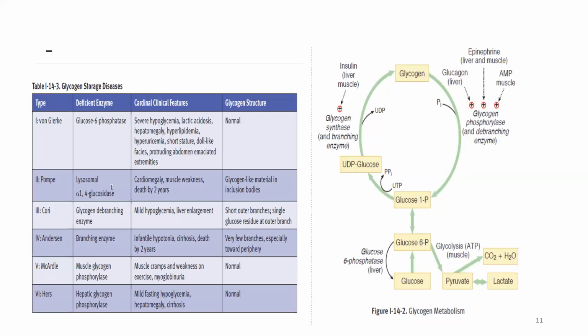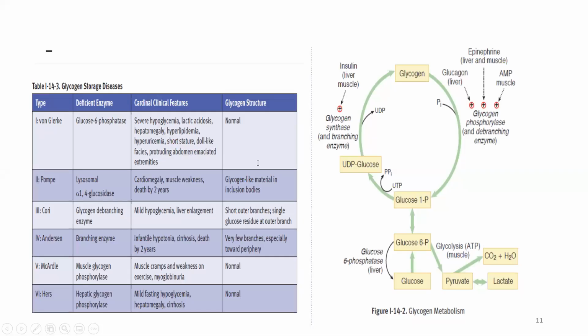This enzyme acts on glycogen-like structures inside the lysosome. So it leads to accumulation of glycogen-like material in inclusion bodies in the lysosomes, in the heart and in the muscle, causing cardiomegaly and leading to muscle weakness. In Cori's disease, the defect is in the glycogen debranching enzyme. Here, the debranching enzyme. So there is hypoglycemia and liver enlargement. The glycogen is abnormal.